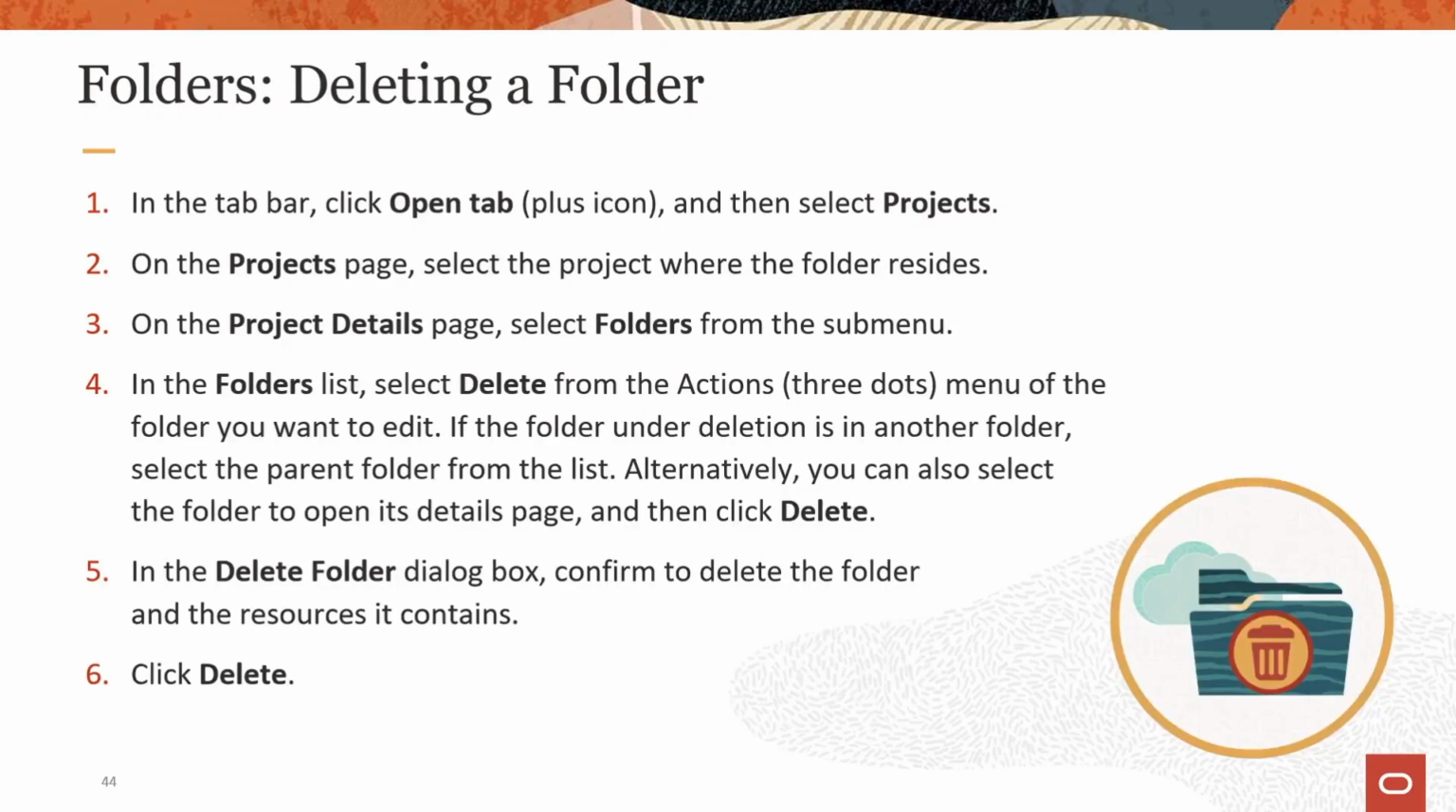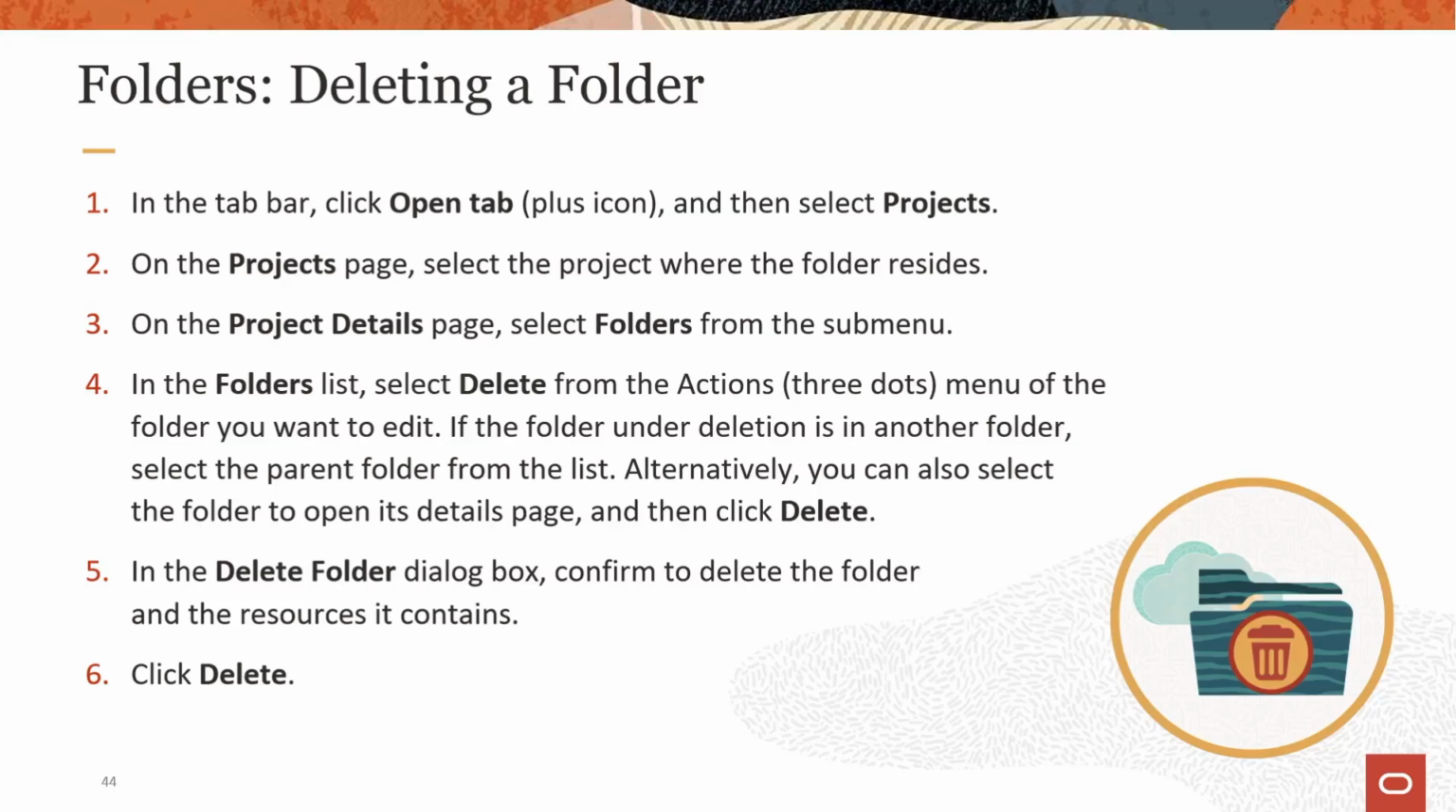When you delete a folder, you also delete the design time resources and other folders it contains. Once you delete a folder, it cannot be restored. To delete a folder, perform the steps listed here. In the tab bar, click Open tab and then select Projects. On the Projects page, select the project where the folder resides. On the Project Details page, select Folders from the submenu.